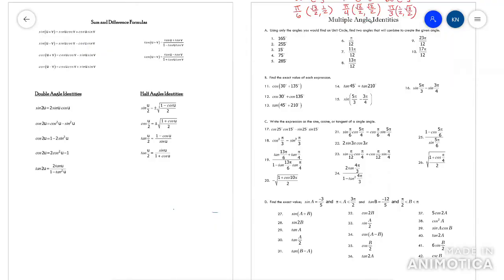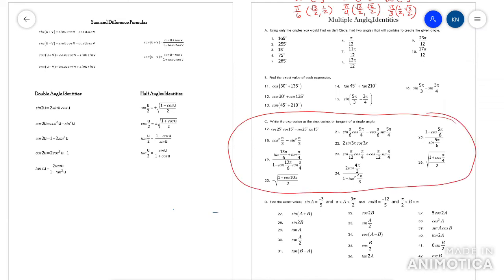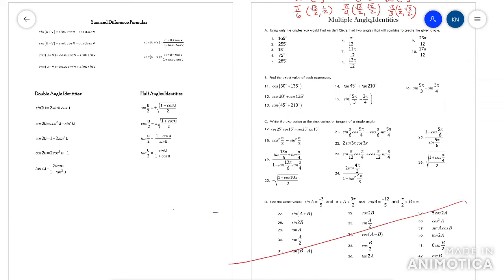Okay, this video is going to be a real quick part 2 to multiple angle identities. I'm going to focus only on this section right here. So these will come at a later date. That'll be part 3, but let's go ahead and get started.